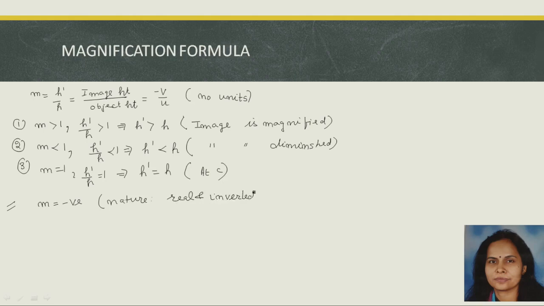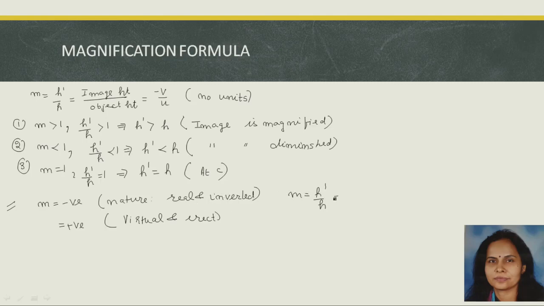Similarly, if m is positive, we can say the nature of the image is virtual and erect. Let's verify this. Suppose we take one of the two formulas. Let's take the first one, that m is equal to h dash upon h. And we are considering that the nature of the image is real and inverted.